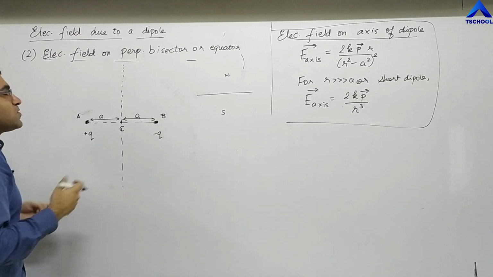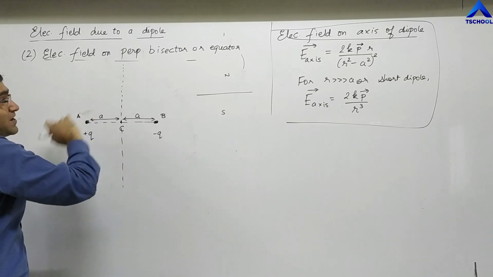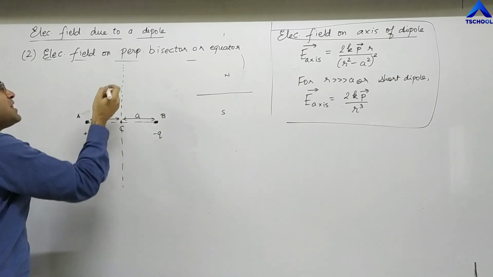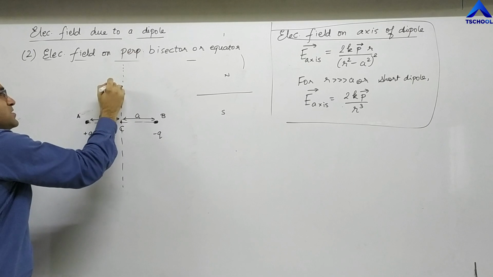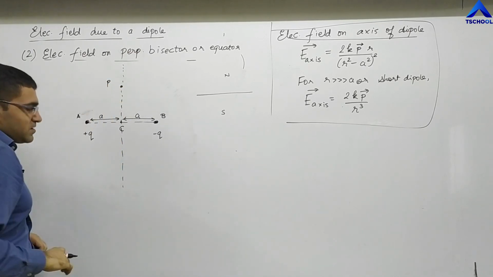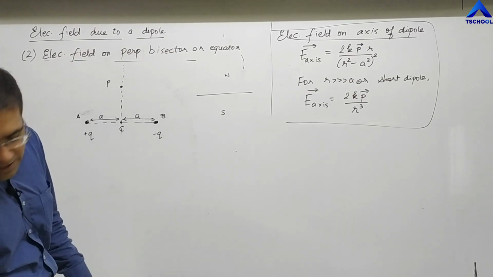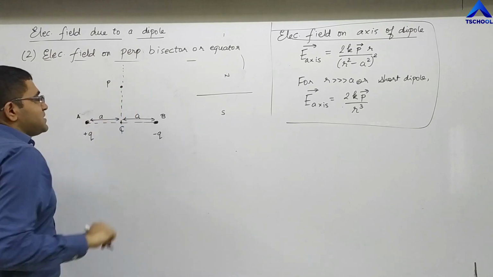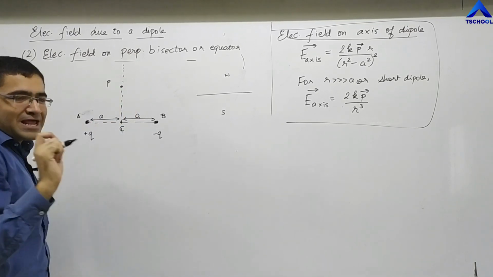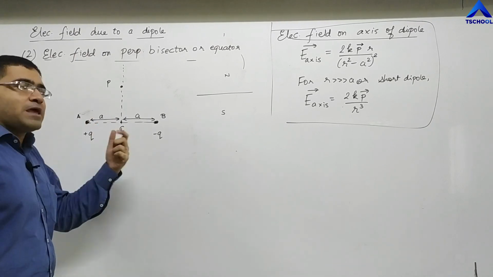Split them into two halves. Okay, so we have the diagram like this. Now we are to find the electric field at some point on this bisector. Let's say that the point is here. There is no preference really. You could do it over here as well, but I think I'd be able to save some space by doing it so. So we have this point P where we are going to find out the electric field due to this system, due to the dipole.